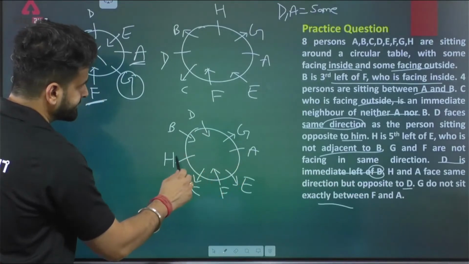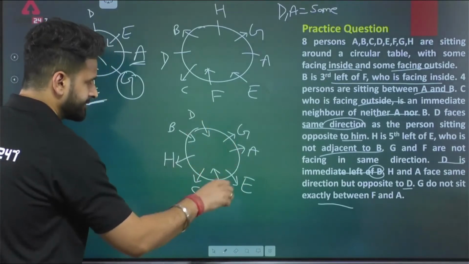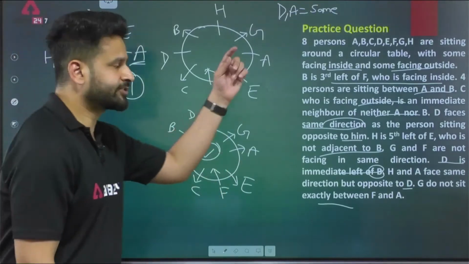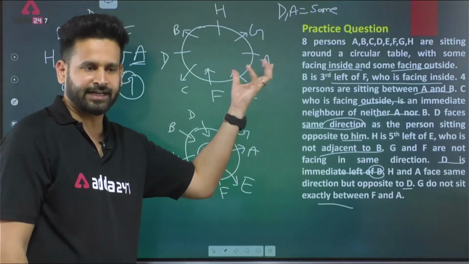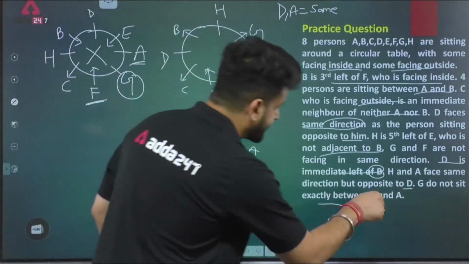So D is facing inside, so H and A will face outside. All the persons' directions are done. This is your correct answer. Now why is this wrong? Why is this condition going wrong? There is a reason behind that. What is the reason? This condition only.